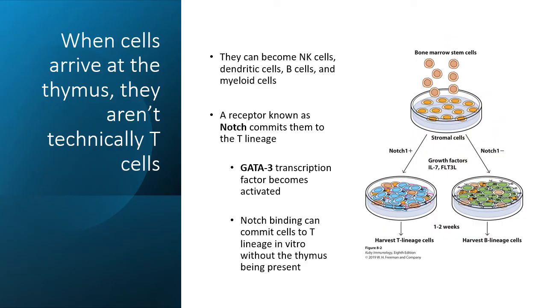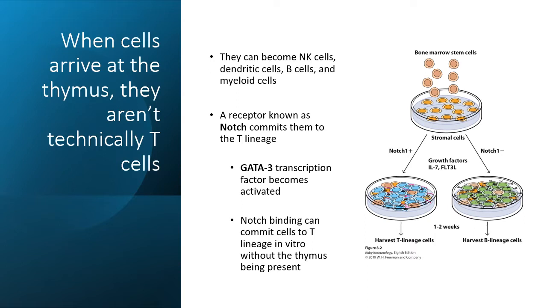Dr. Steele? Yes. So the Notch, that's in the bone marrow? The bone marrow, in particular, it's in the thymus. Notch and Notch signaling is in the thymus. They've already moved from the bone marrow to the thymus, and that activates them to become T cells. And this causes them to start differentiating into T cells.